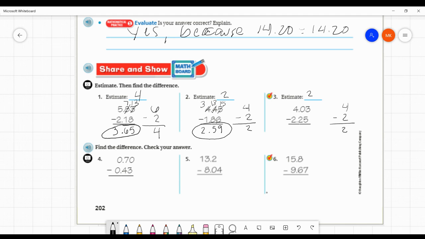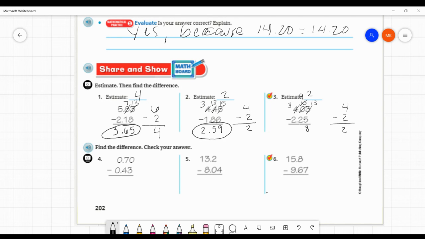But when I come over to my 0, I see that I don't have anything to regroup from, which means I'll have to move on to my next place value, which is the ones place. So our 4 becomes a 3, and our 0 will become a 10. Now I still need to regroup for this 3, which means my 10 becomes a 9, and my 3 will become 13. 13 minus 5 equals 8.